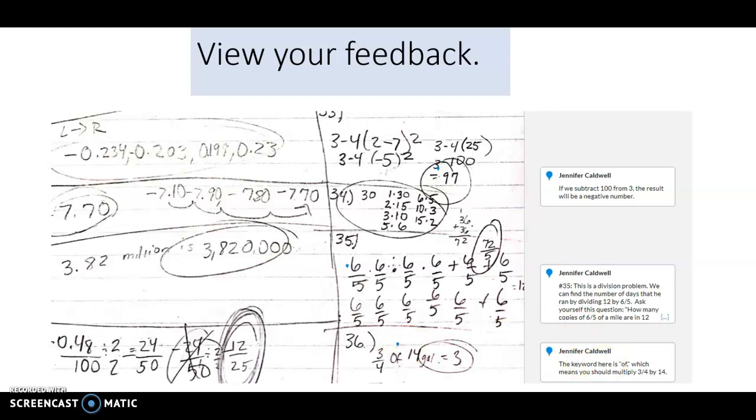So if I do see any mistakes on your work, I will always go in and give you some specific individualized feedback so you can find the path to correct it. And if you still don't know how to correct it, definitely reach out to me or a tutor so we can help you clear up any confusion.